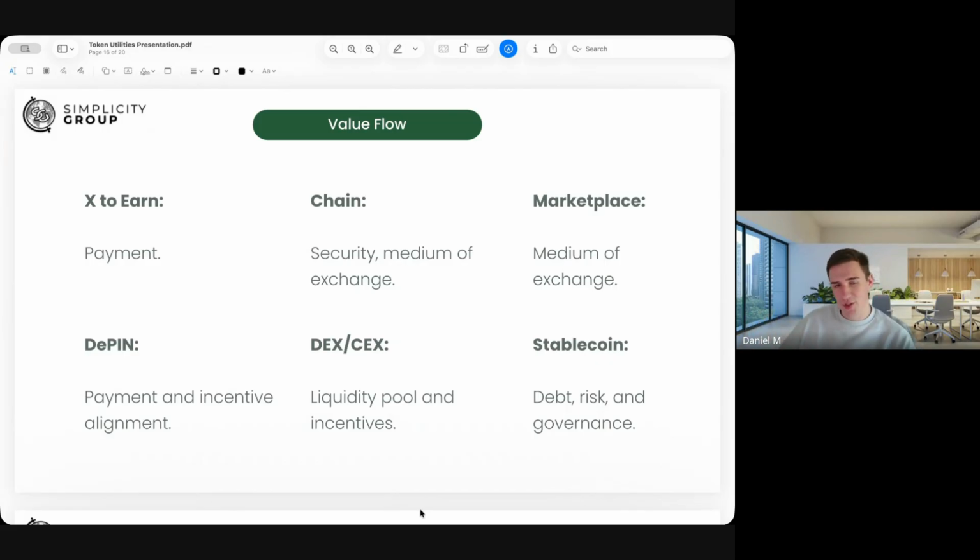So let's focus in on X2Earn. With X2Earn, it's pretty simple. The token is used as a payment mechanism. But how does that actually work and look like?